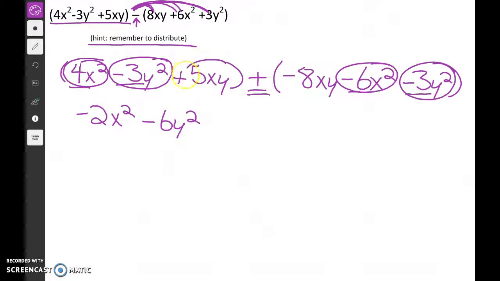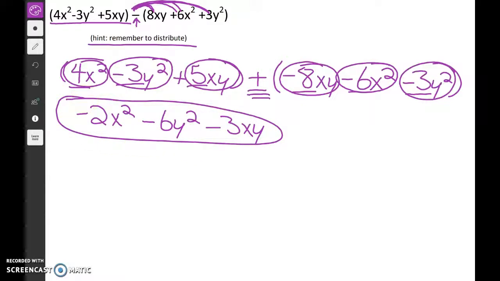Lastly, I'm going to add together my xy's. So when I add together my xy's, I identify both. And notice that I have 5 plus negative 8. 5 plus negative 8 will give me negative 3xy. This would be my final answer.